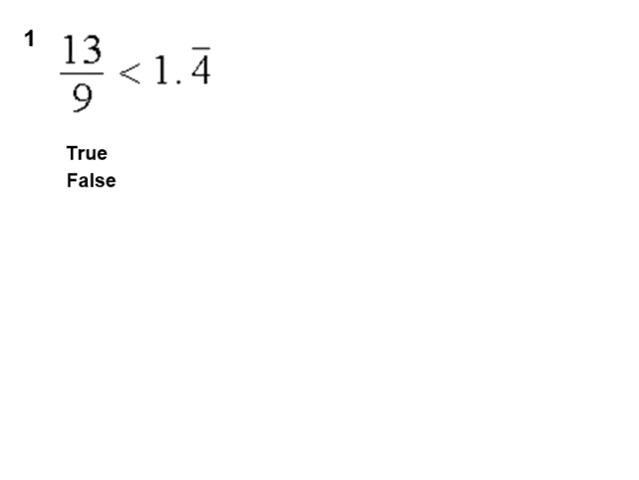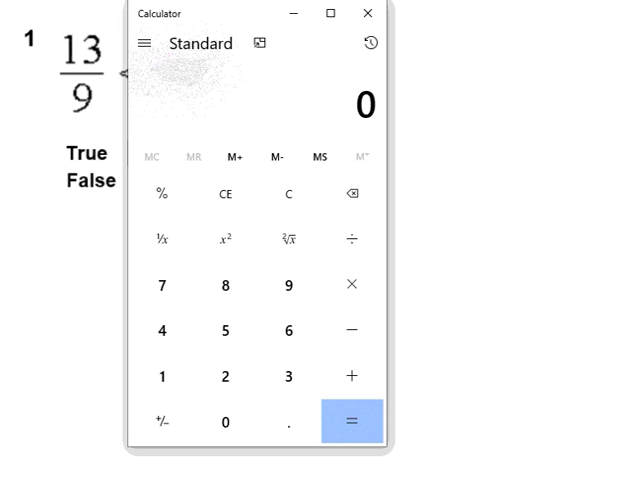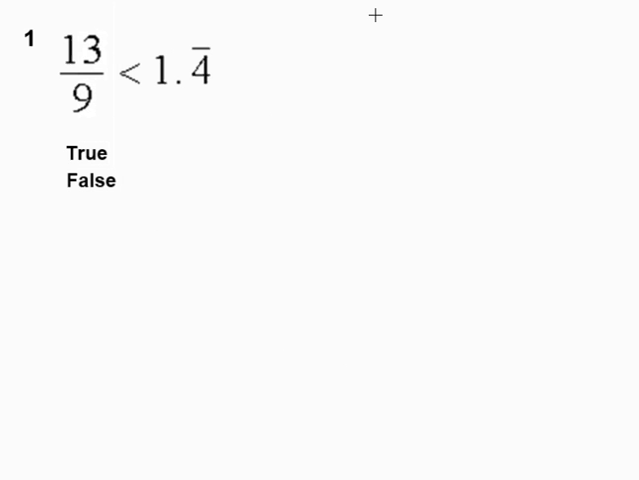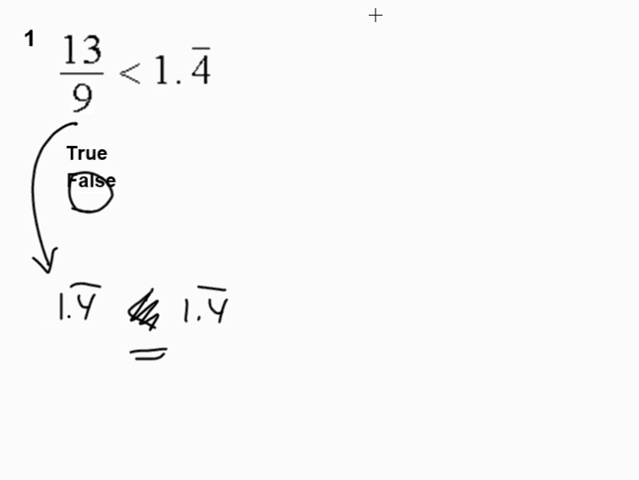Question number one is a true false. It says 13 ninths is less than 1 decimal 4 repeating. The first thing we're going to do is take a calculator and change 13 divided by 9, or 13 ninths, into a decimal. And it's actually 1 decimal 4 repeating. So if I was to show this, 1 decimal 4 repeating is equal to 1 decimal 4 repeating, and therefore it's false. So this symbol here, showing that these two are equal, is really what you need to do. You need to show they were equal, not less than or greater than each other.